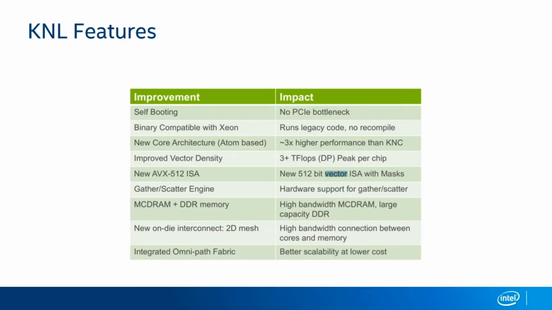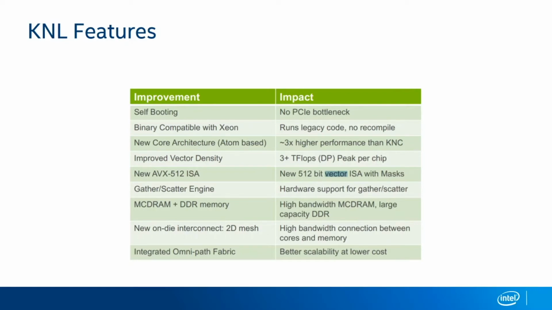So KNL is the second iteration of the Xeon Phi processor line, which has some notable improvements over the first generation, which was called KNC. So first of all, it's a self-booting system. It's pretty much a regular processor, unlike KNC, which was a PCI Express accelerator. So it's binary compatible with Xeon, meaning that if you compile your application for older Xeon-based systems, you can run them on KNL. The core itself is an Atom based processor compared to the previous generation, which was a Pentium based architecture.